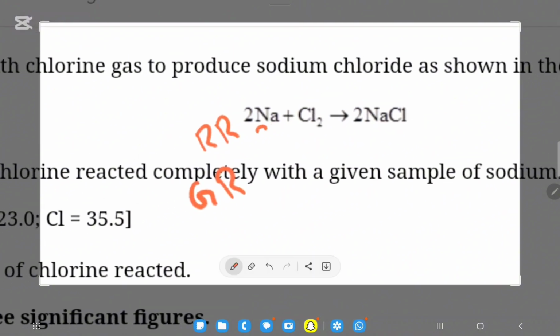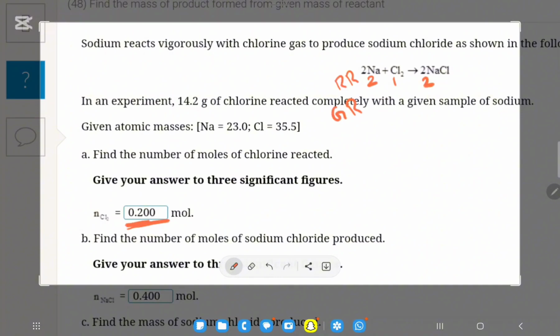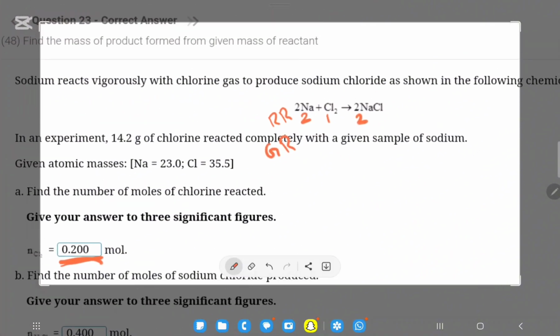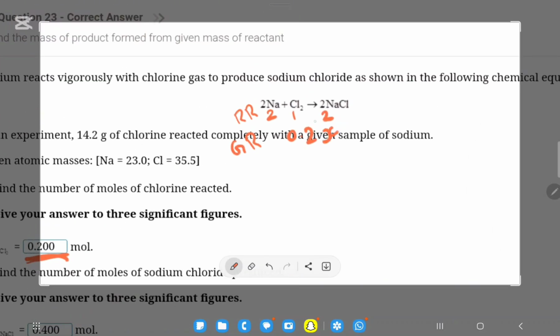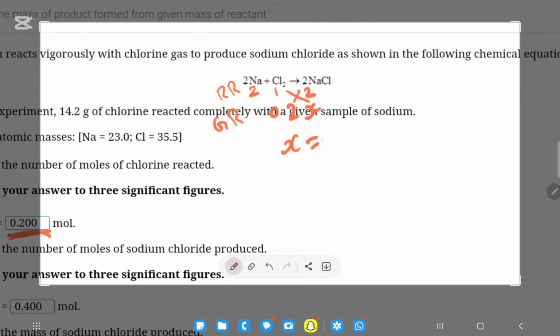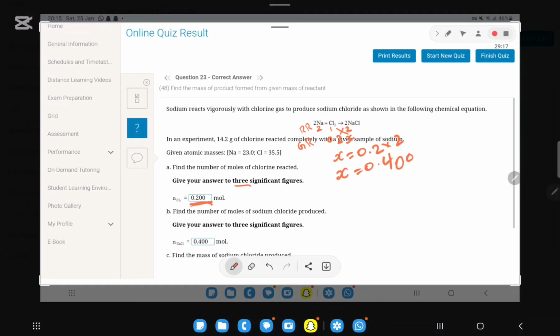In the RR we have 2 and 1, and sodium chloride 2. We have the given number of chlorine moles. Chlorine is 0.2, and they want the number of sodium chloride moles. You put x and then you cross multiply. X is 0.2 times 2, x is 0.4. And again they want 3 significant figures, you add 2 zeros, 0.400.